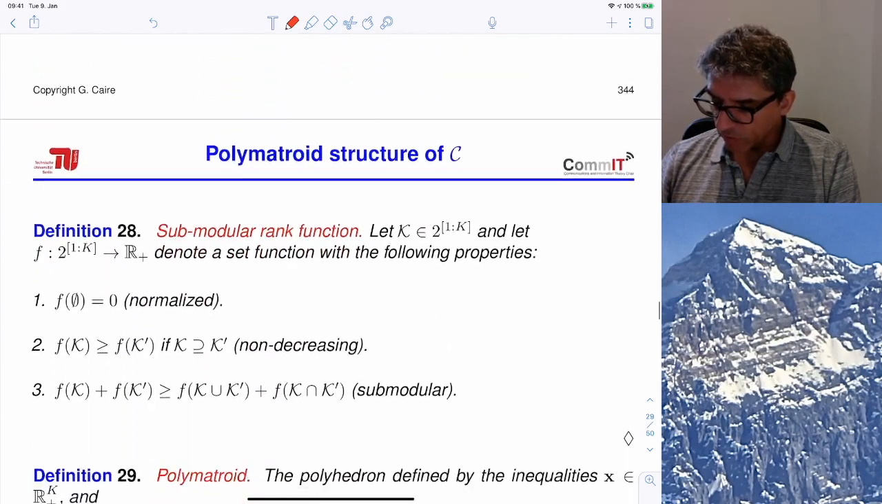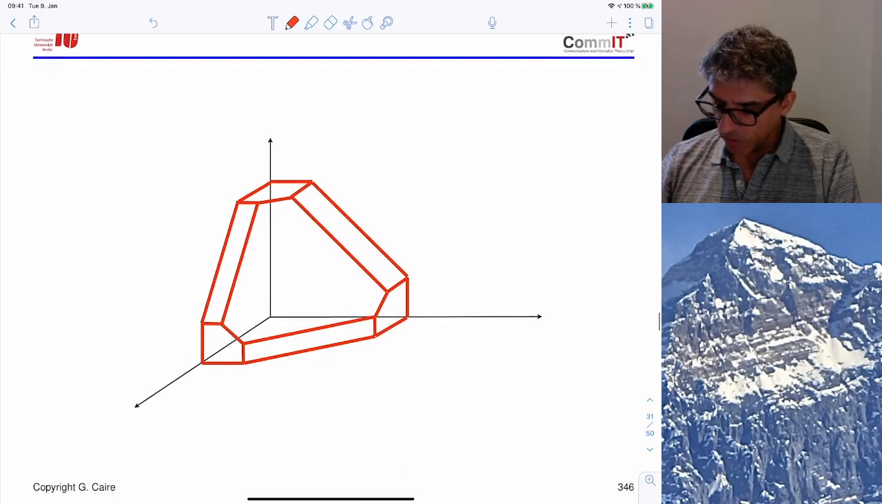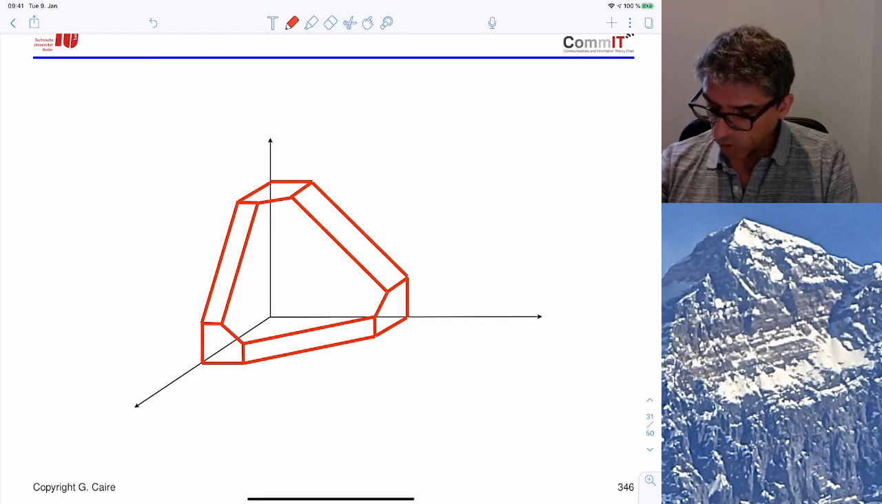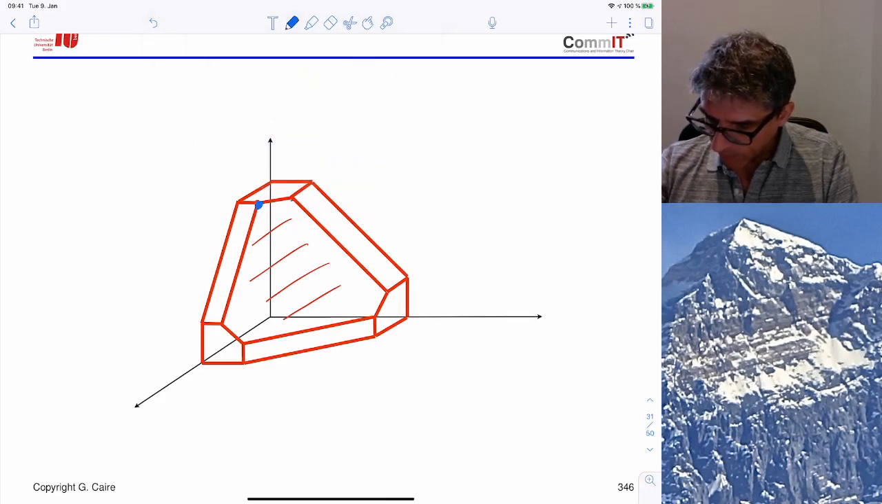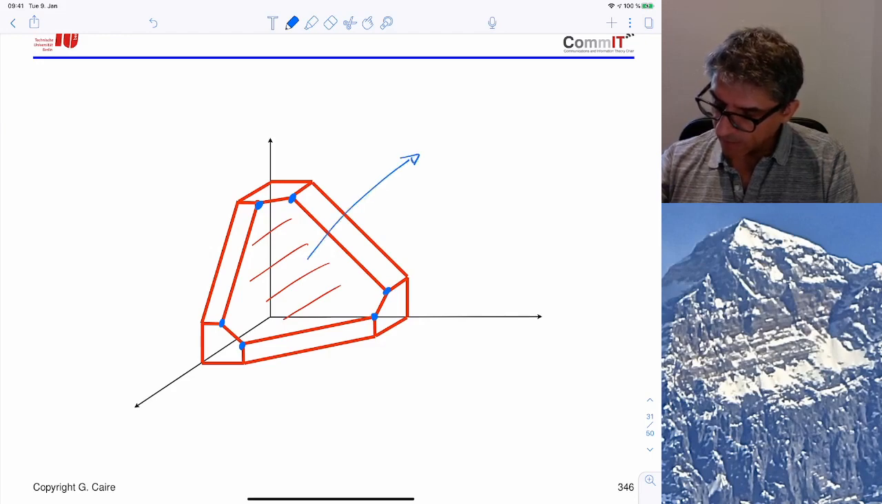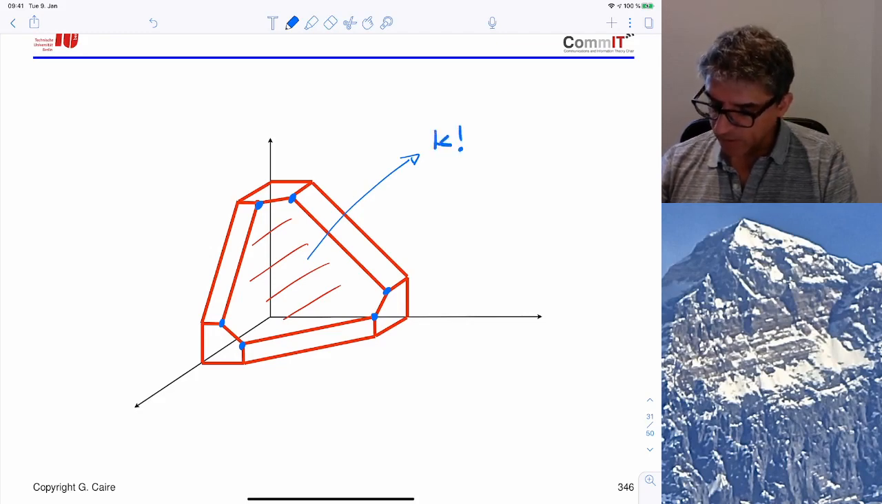So I want to finish by showing you the region, the generalization of this pentagon in 2 dimensions. When you go to 3 dimensions, we get a region of this kind. And now we have a lot of corner points. So this is still the dominant face. And we have all these vertices. Let's mark them in blue. Now, how many vertices do we have? Well, it turns out that we have exactly, in this case, 1, 2, 3, 4, 5, 6, which is 3 factorial. In general, we have k factorial vertices.